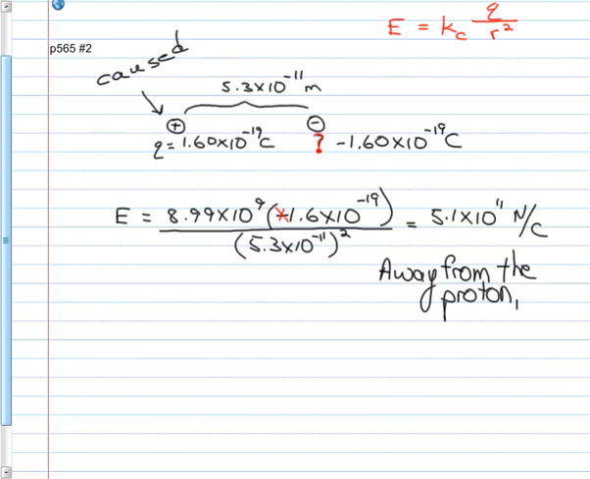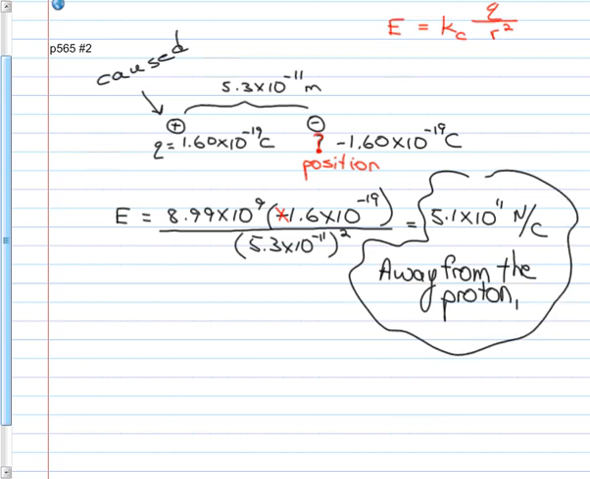So if you go back to the problem, it says magnitude and direction of the electric field set up by the proton at this position. So our field was set up by the proton, so the field is going away from that proton. So we use the positive 1.6. The negative and the positive really don't come into play. The direction comes from how we tell direction of an electric field.